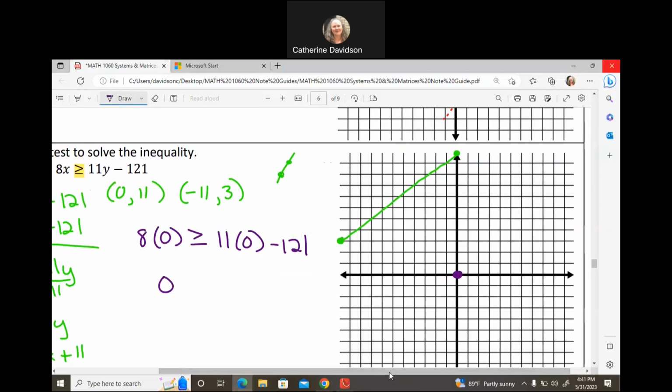All right, that becomes 0 on the left. So is 0 greater than or equal to negative 121? Yes, it is. So then you would click the paint can on this side.